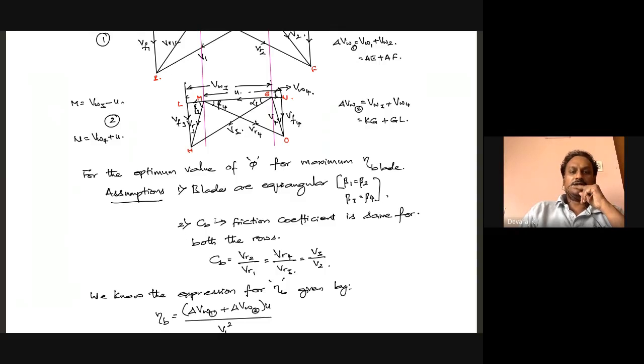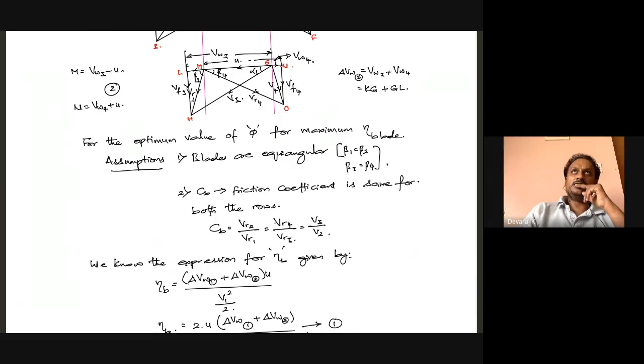The first assumption is that both the blades are equiangular. That is, if I consider the first row, beta 1 is equal to beta 2. If I consider the second row, beta 3 will be equal to beta 4. For an actual condition, if I call CB or KB the friction coefficient, it will remain the same for the first row rotor, and in between the rotors if they have a nozzle, there also it will be the same. For the second row rotor also it will be the same.